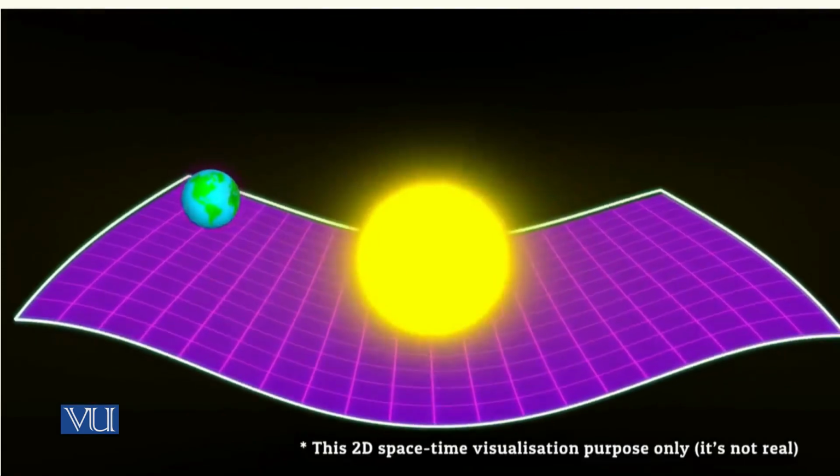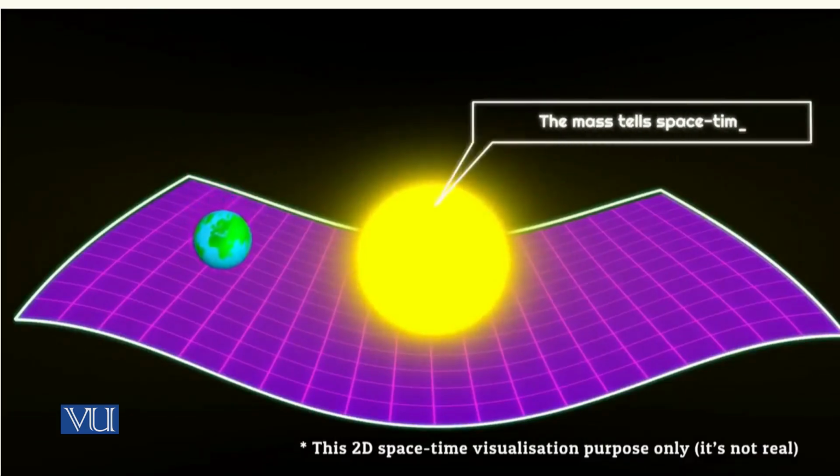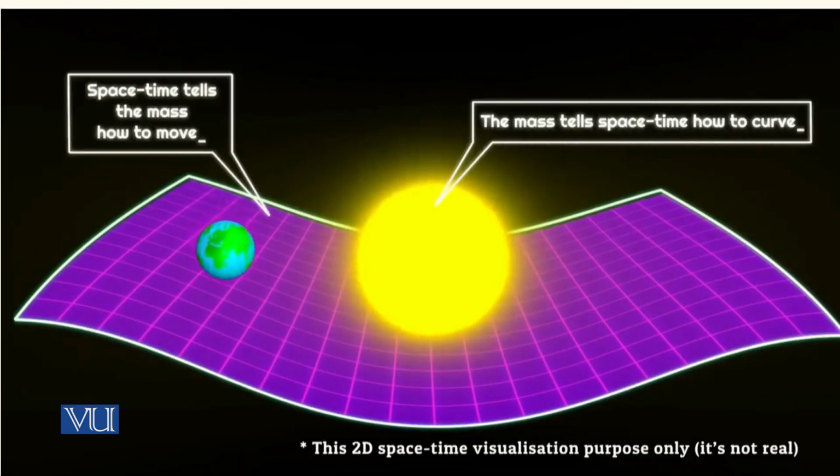As the Sun bends space-time, the Earth is attracted towards it. It is not a force. As space bends, it has an impact on the objects on the curve. The mass tells space-time how to curve. Space-time tells the mass how to move.